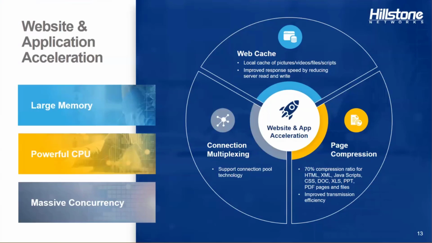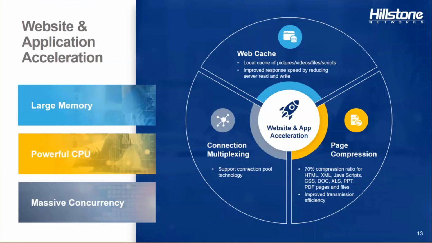Connection multiplexing: TCP connections and HTTP connections take time to establish and can be expensive. ADC maintains connection to the server and fulfills multiple requests from the same user on the connection, or even serves requests from different users on the same connection. This is done with connection pool technology that essentially uses a pool of pre-established connections to serve user requests.